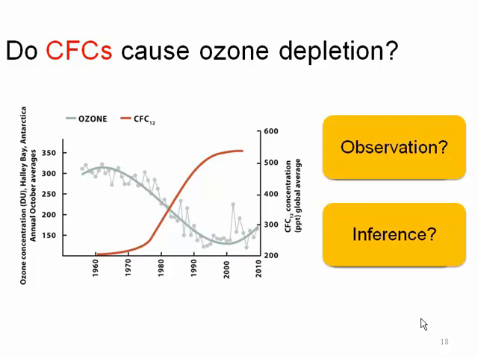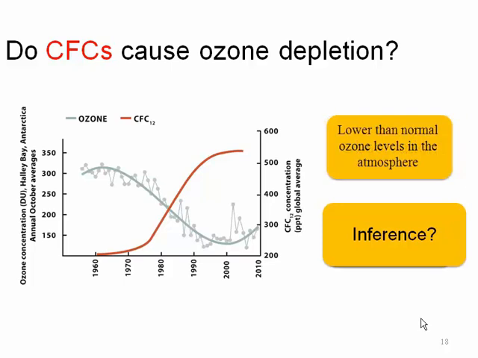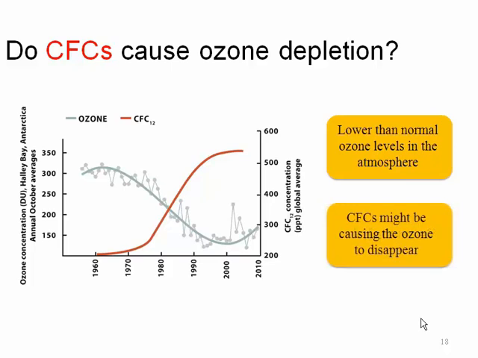So we come back to the question at hand: do the CFCs' presence in the atmosphere cause the ozone depletion? So what are the observations we have at hand? We can state by measurement that lower than normal ozone levels in the atmosphere have occurred over a span of several decades. This is the observation. The inference is what causes that reduction. And one reasonable one that was put forward was that the CFCs, based on their chemical properties, might be causing the ozone to disappear.